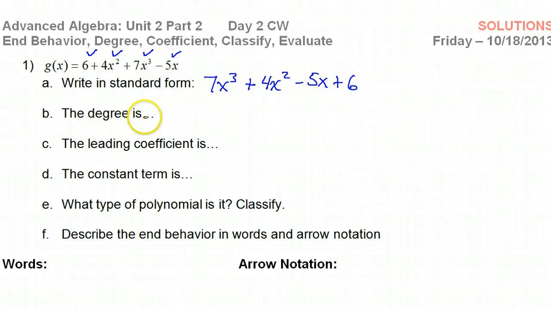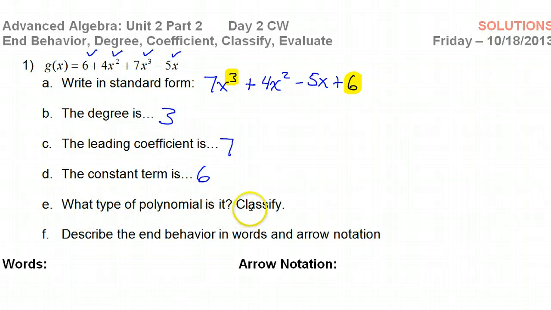Now, the degree is going to be the highest exponent. So it'll be the exponent of the first term if it's in standard form. So the degree is 3. The leading coefficient is 7. Once you put it in standard form, the leading coefficient is going to be right in the front. The constant term is the term that doesn't have any variable on it. So in this case, the constant term is 6.